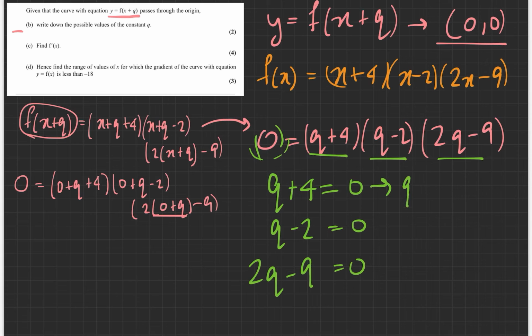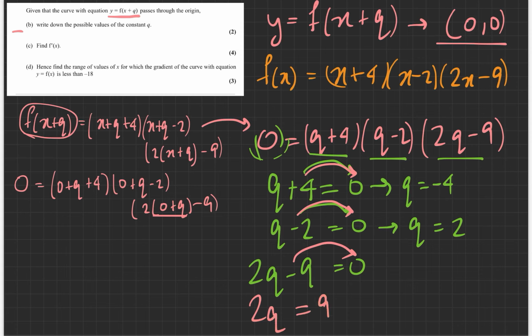So this will give us q is equal to -4. This will give us q is equal to 2, right? Because I'm moving it there, so the sign changes. When 4 goes to the right, it becomes -4. When -2 goes to the right, it becomes +2. And finally, for the last one, when -9 goes there, it becomes 9. So 2q is equal to 9, and so q will be equal to 9 divided by 2, right?